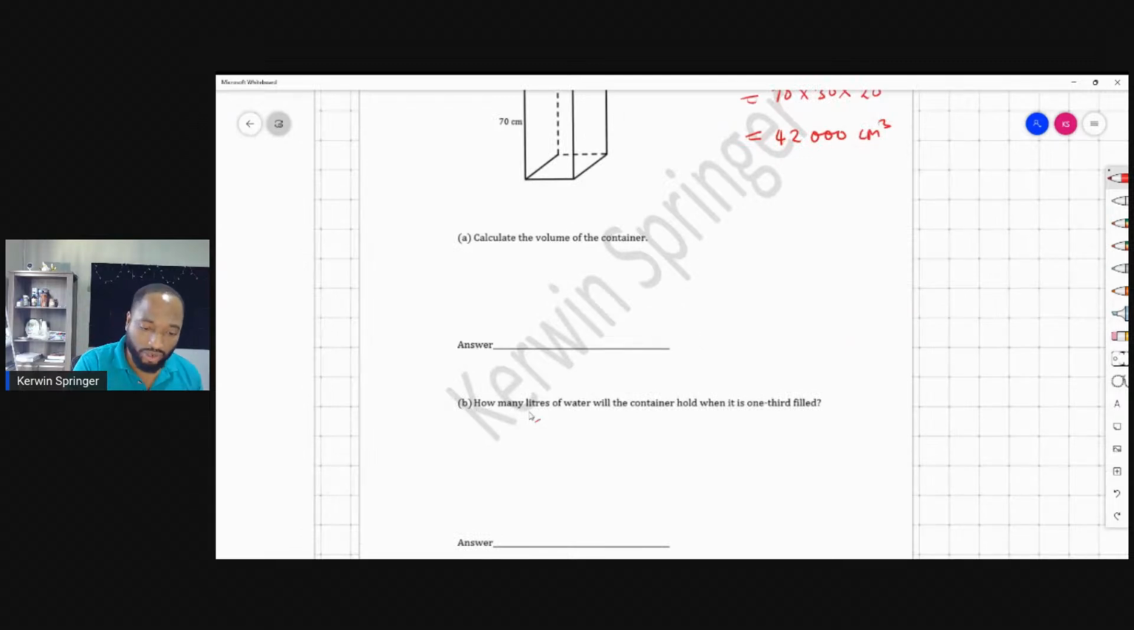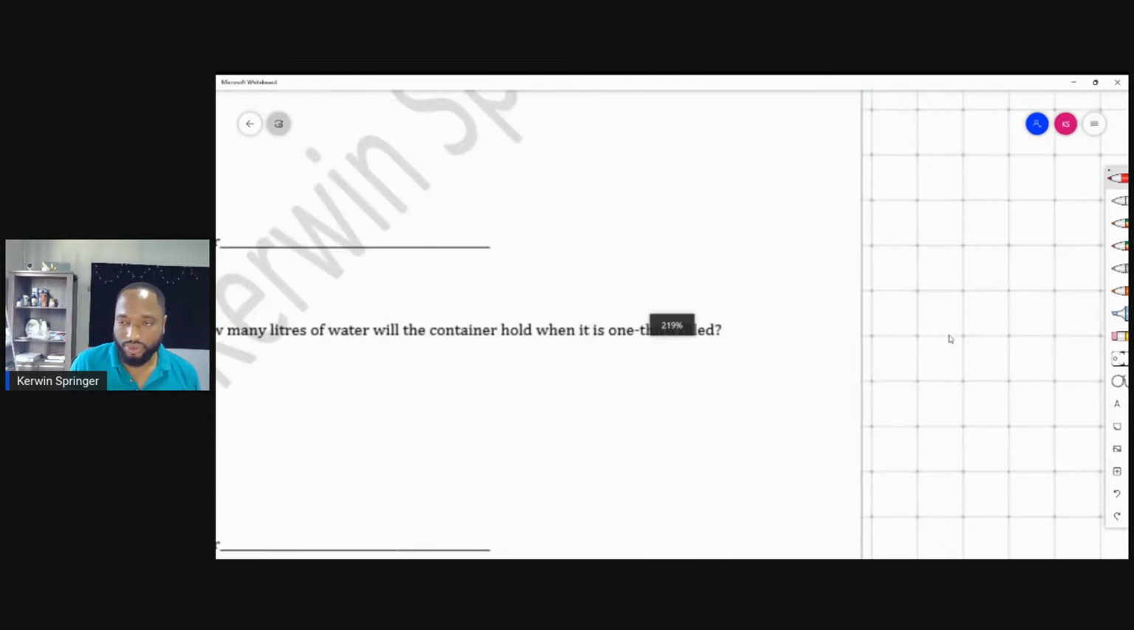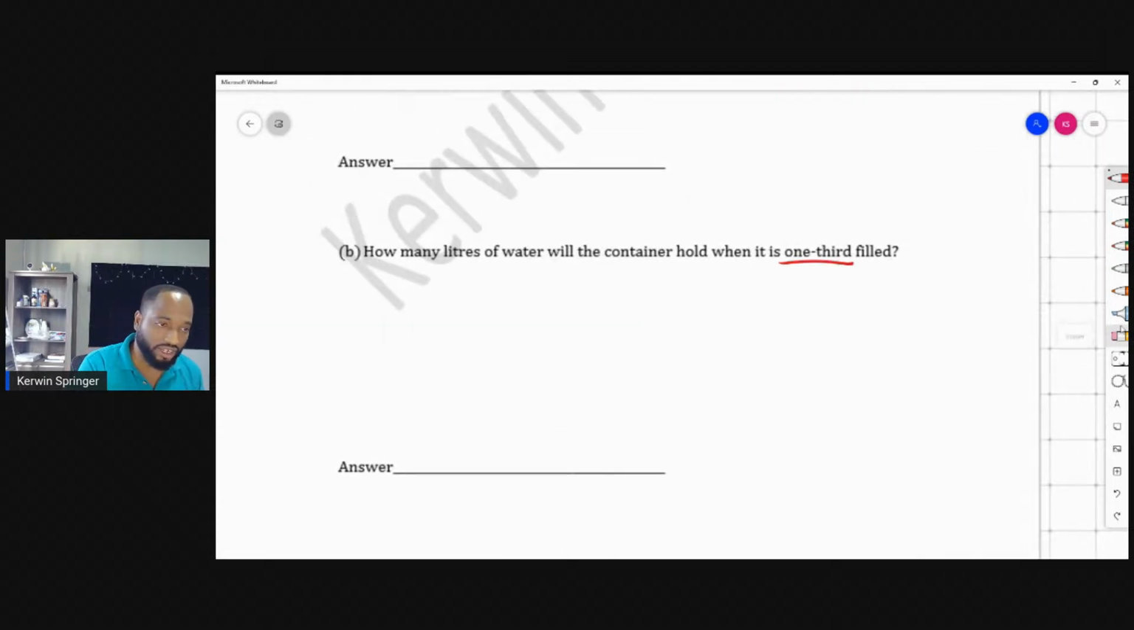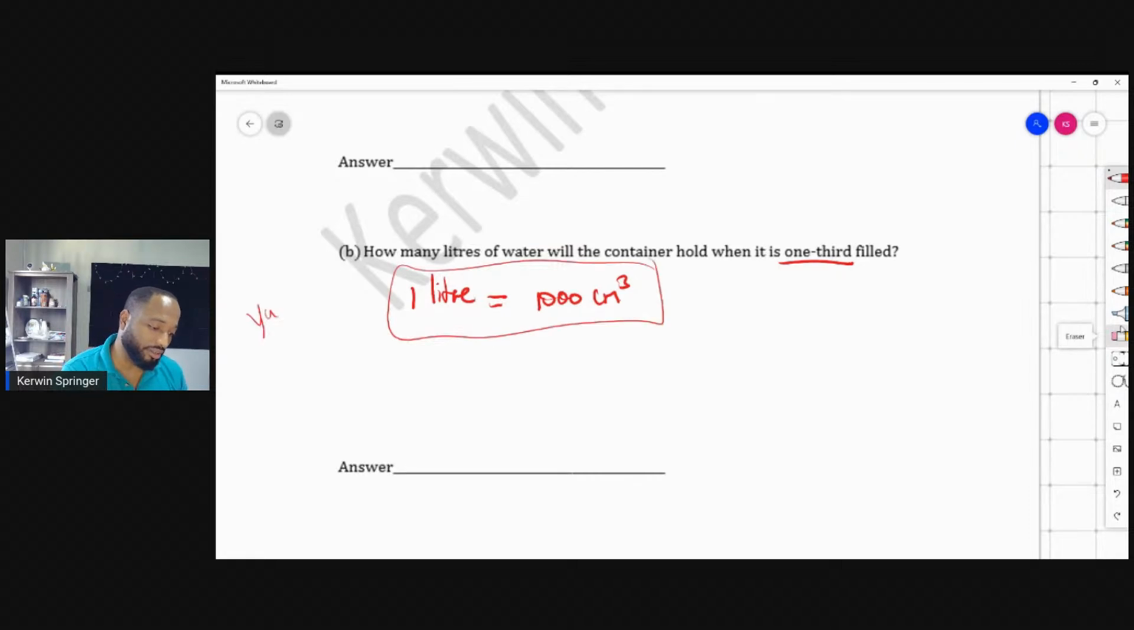How many liters of water will the container be able to hold? How many liters make 1 cm cubed? Ooh, they had a little trick there too. Watch that trick there. So 1 liter contains 1,000 centimeters cubed. 1 liter has 1,000 milliliters and 1,000 centimeters cubed. Same thing. 1 milliliter is the same as 1 centimeter cubed. So make sure you're good with this.